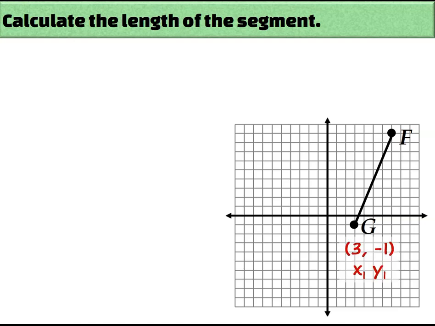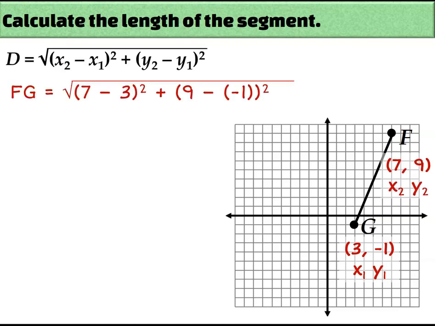G is the point 3, -1. F was the point 7, 9. So I'll plug those numbers into my formula. Square root of 7 minus 3 squared, that's x2 minus x1 squared, plus 9 minus -1, or 9 plus 1 squared, that's y2 minus y1 squared.